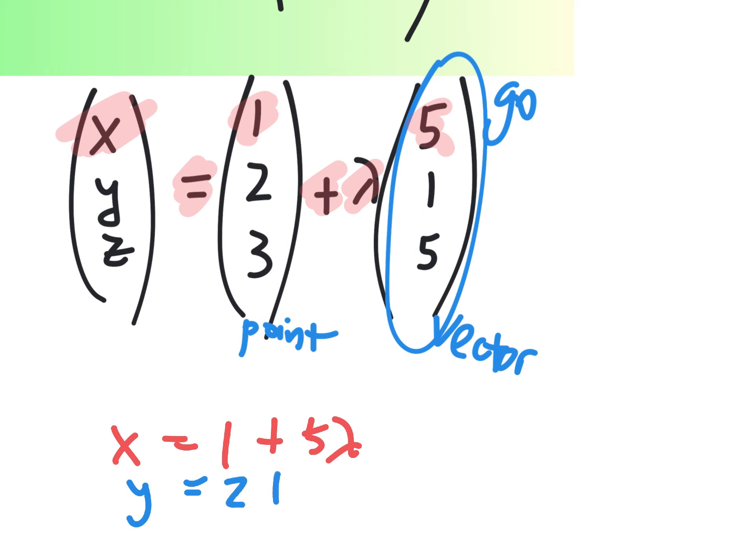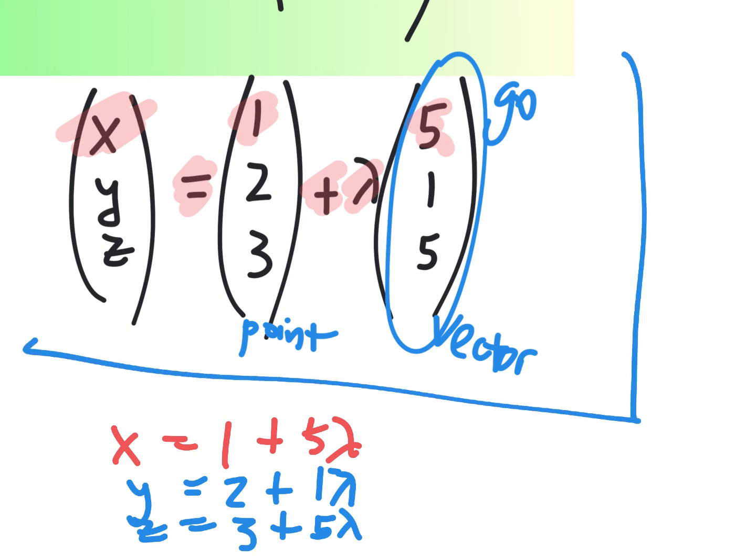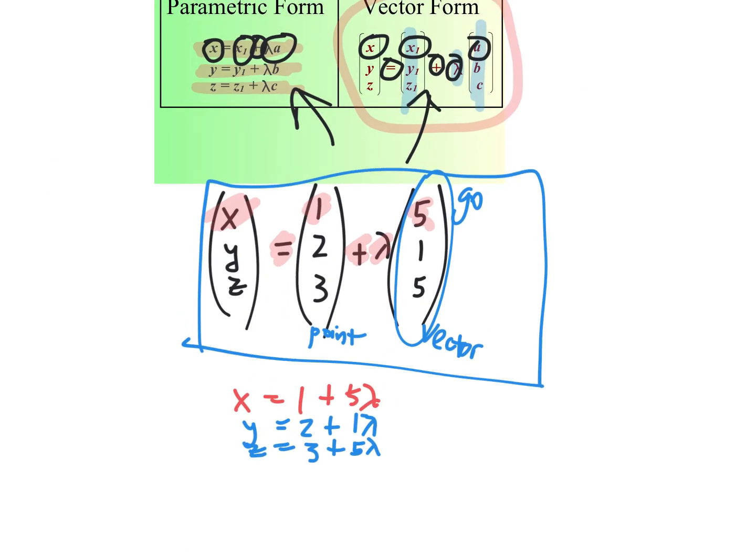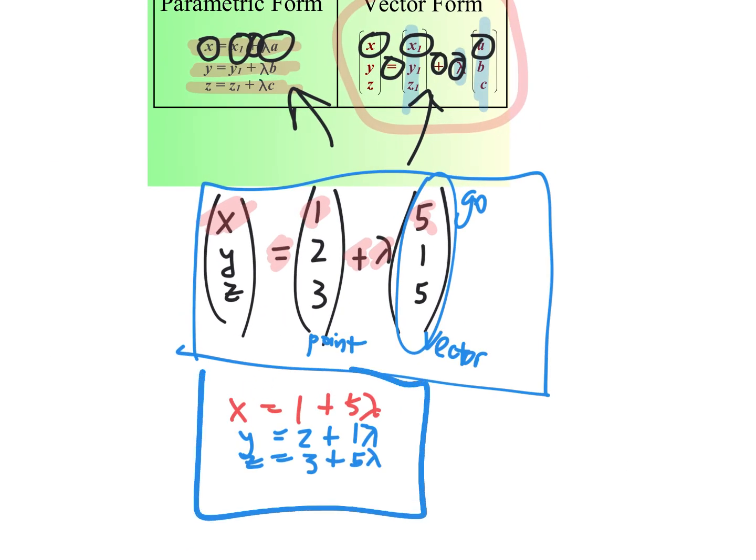2 plus, what do they call that thing again? Lambda. Lambda 1. Yep, I'd say 1 lambda. 1 lambda. Okay. And Selena, what's the last one? Z equals 3 plus 5. 3 plus 5 lambda. Awesome. That's the vector form of it. This is the parametric form of it.